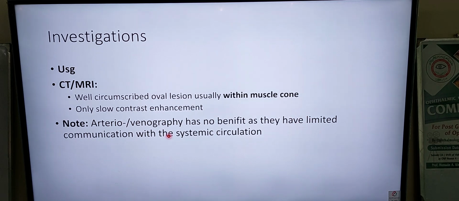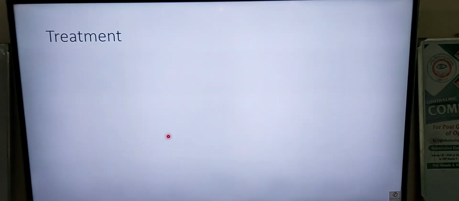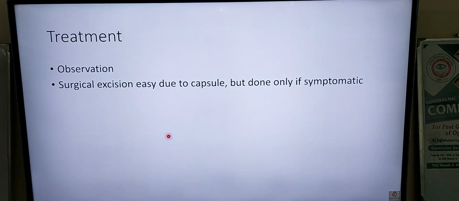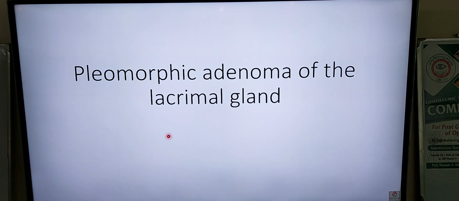The arteriography or venography usually has no benefit because these lesions are not very connected to the systemic circulation, and they have an intact capsule. The first step in management is observation. Surgical excision is okay because of the intact and good capsule, but should be done only if symptomatic.